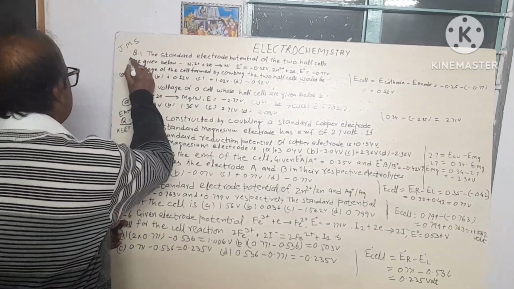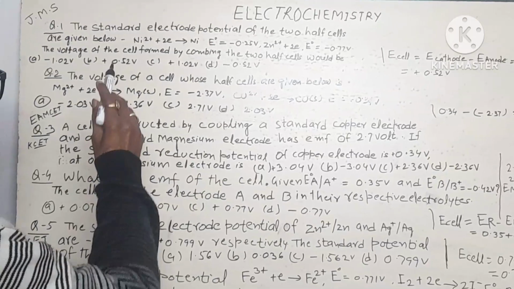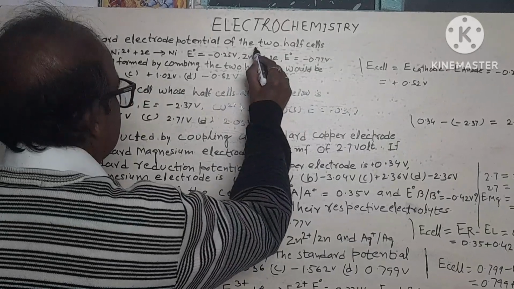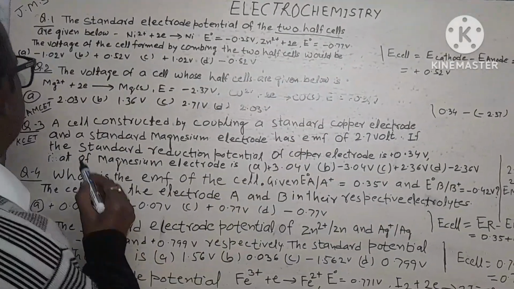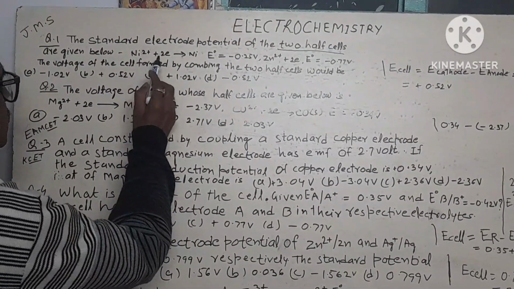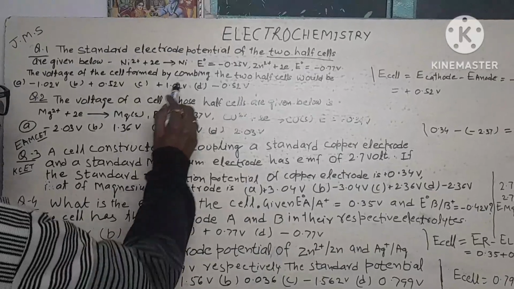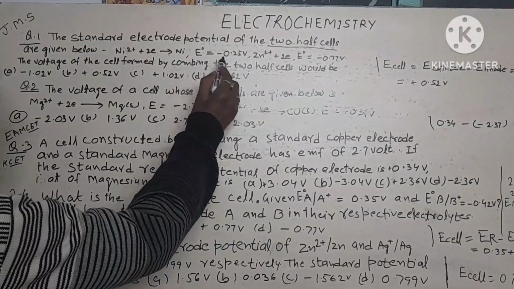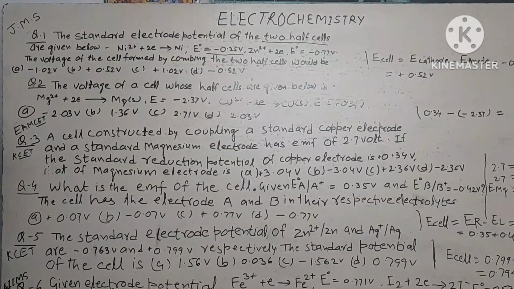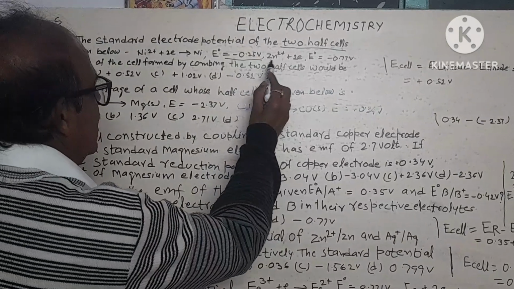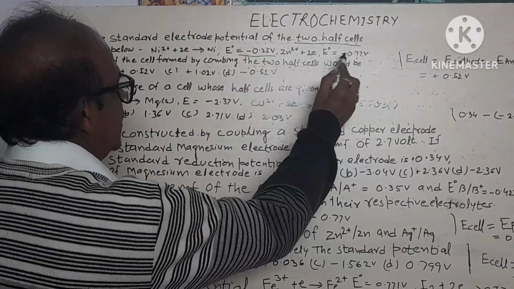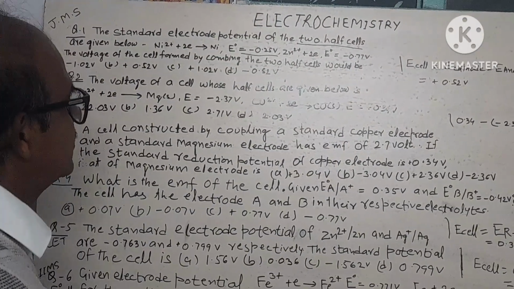Question 1, today's class first question. The standard electrode potentials of two half cells are given below. These are the half cells. Nickel 2 plus plus 2 electrons gives nickel, its standard electrode potential is given as minus 0.25 volt. The other half cell reaction is Zn2 plus plus 2 electrons, and here its standard electrode potential is minus 0.77 volt.